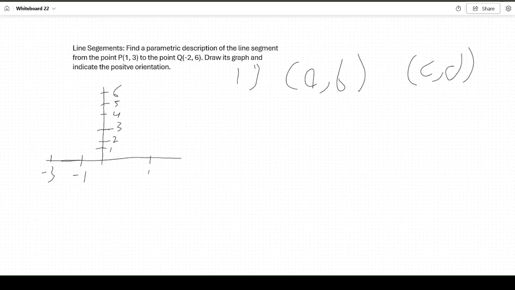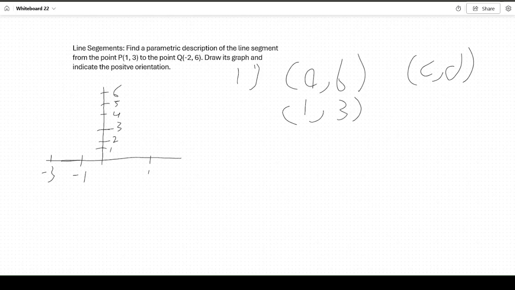If you don't know what this is, just pretend that when they ask you a question, they give you two points, point P and point Q. These points are going to be substituted into these slots. Point P(1, 3) is going to be a, b. I'm going to make it easier for you: this is 1, 3. So a is going to be equal to 1, and b is going to be equal to 3.